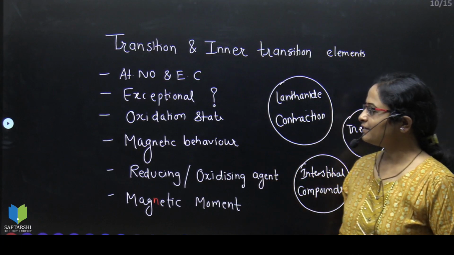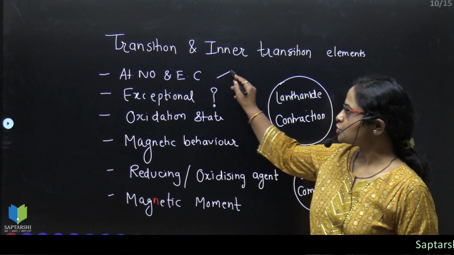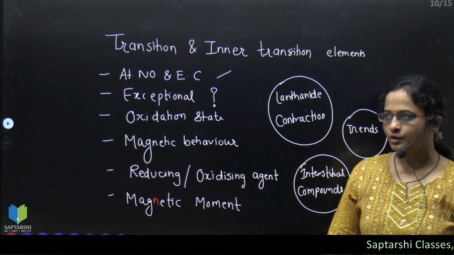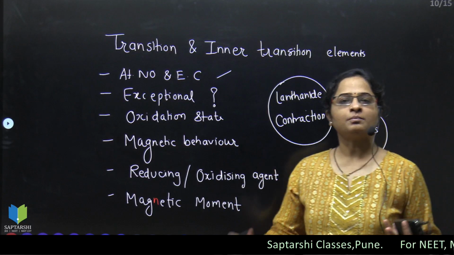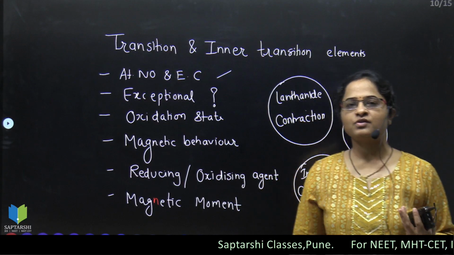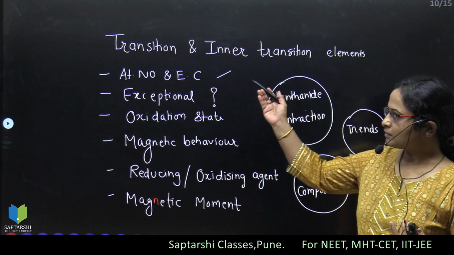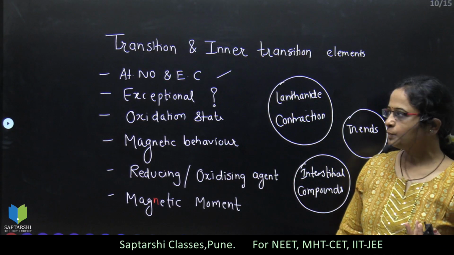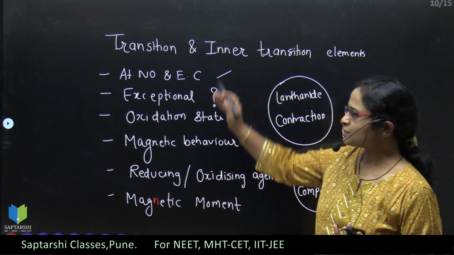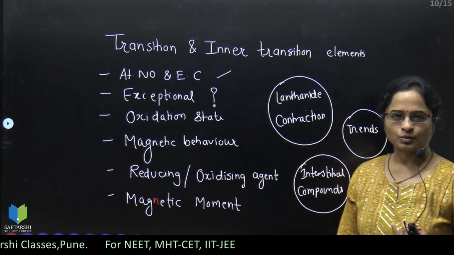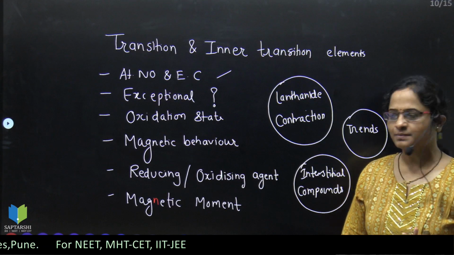In transition and inner transition element, again the same question, atomic number and electronic configuration. The important thing is the exceptional behaviors, exceptional behavior from that particular elements or whatever group that you have to just go through. Oxidation state are the common things which will be asked on this chapter also, as it is the part of inorganic chemistry.